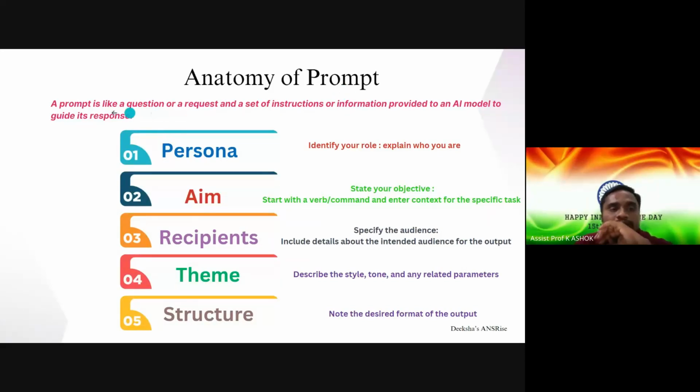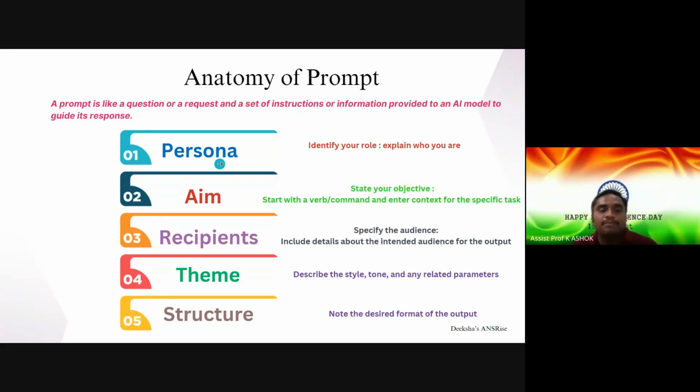So what is that? A prompt is a question or a request or a set of instructions or information that we are giving to our AI model, which will guide our response. So it will be automatically guided. You have to say it to the machine structurally and very clearly. There should be no ambiguity when communicating with the machine, especially an AI model.